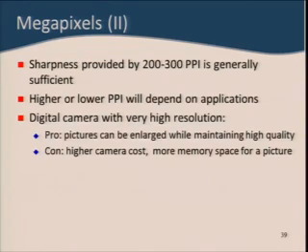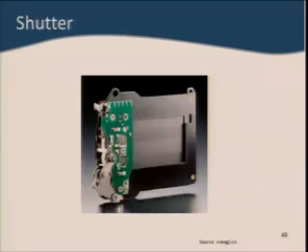Digital cameras nowadays come with very high resolution. The good thing about having a very high resolution is that you can easily enlarge or crop the image and still preserve the high quality. The disadvantage is that a higher resolution camera tends to be more expensive, and you need more storage to store each image. So those are the advantages as well as the disadvantages. The next thing we're going to look at is the shutter.